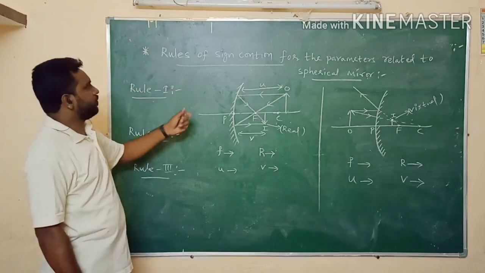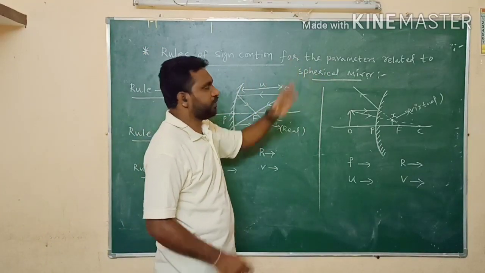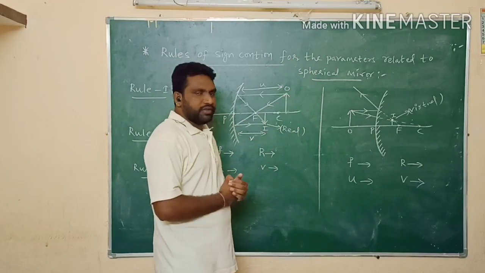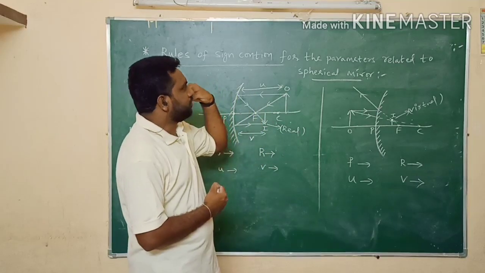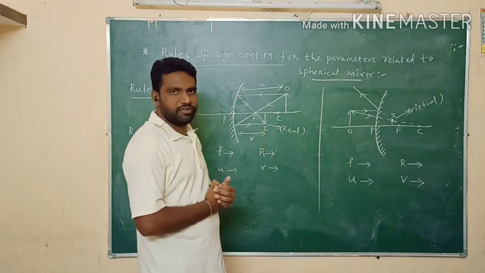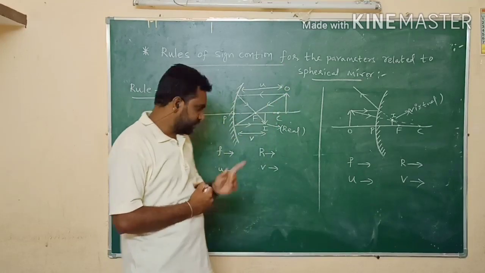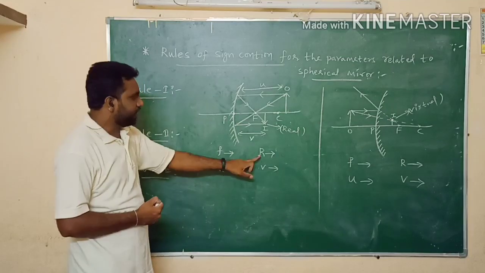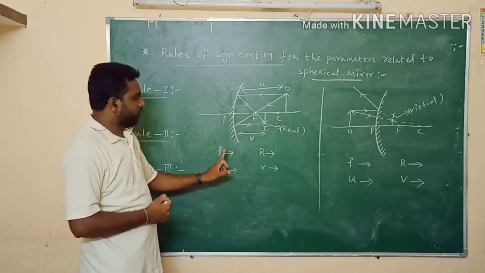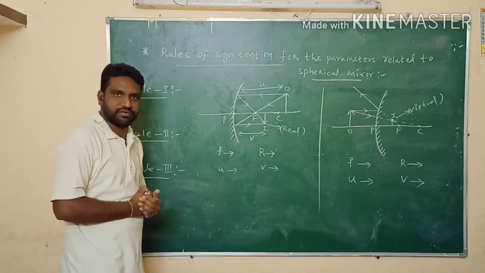Now I am going to explain the rules of sign convention for the parameters related to spherical mirrors. What are the parameters? Parameters means the quantities which are used in case of image formation. Here we have four parameters. They are nothing but focal length, radius of curvature, distance of object, distance of image. These are the four parameters.